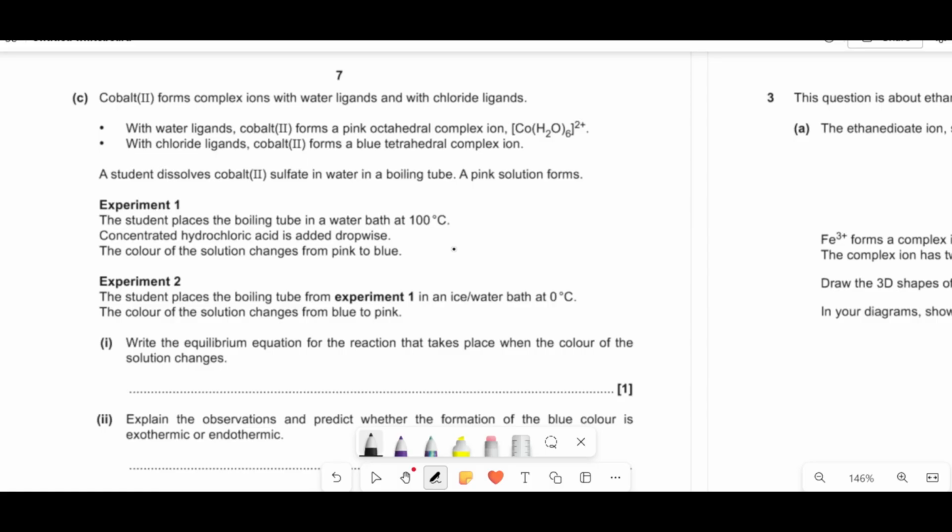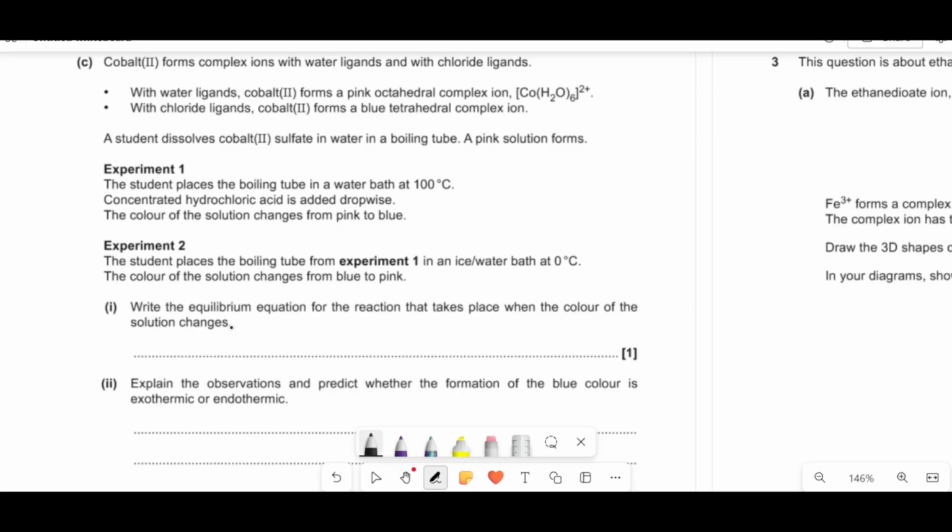A student dissolves cobalt 2 sulfate in water in a boiling tube and a pink solution forms. So in experiment 1, what they do is they put this boiling tube in a water bath at 100 degrees, they add concentrated HCl, and then the color changes from pink to blue, and they do this dropwise. In experiment 2, what they do is they put the boiling tube from experiment 1 in a water bath, and then the color changes from blue to pink. It says write the equilibrium equation for the reaction that takes place when the color of the solution changes.